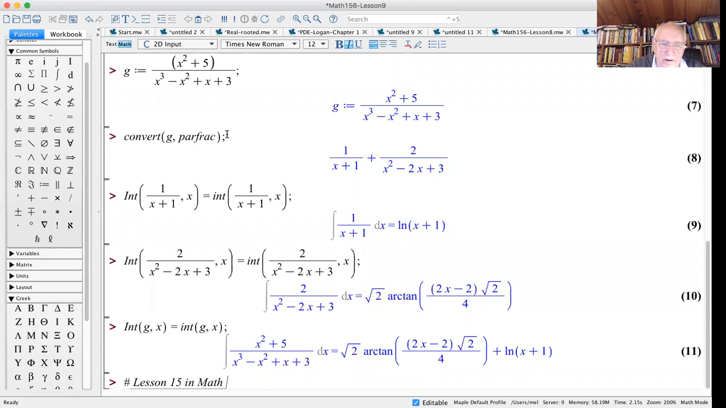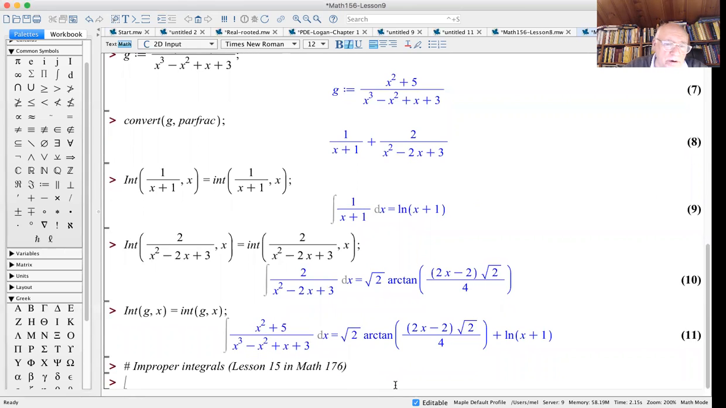In Math 176 has to do with what are called improper integrals. So there are various kinds of improper integrals.